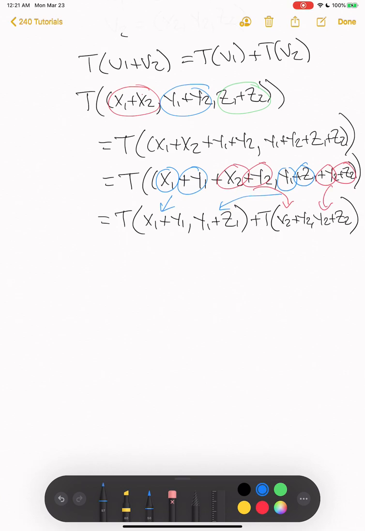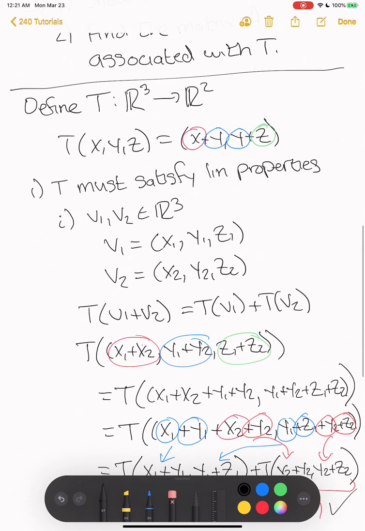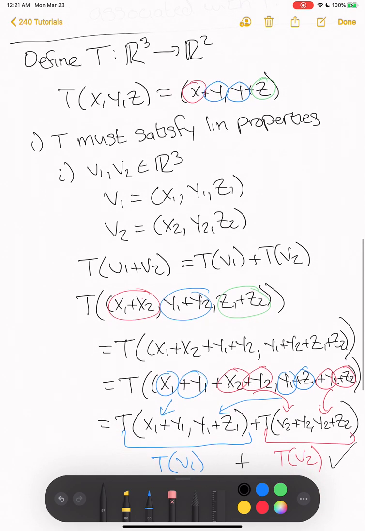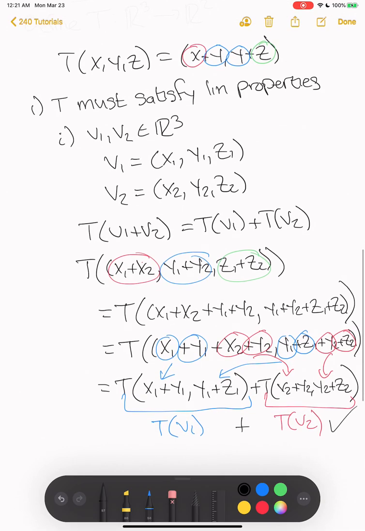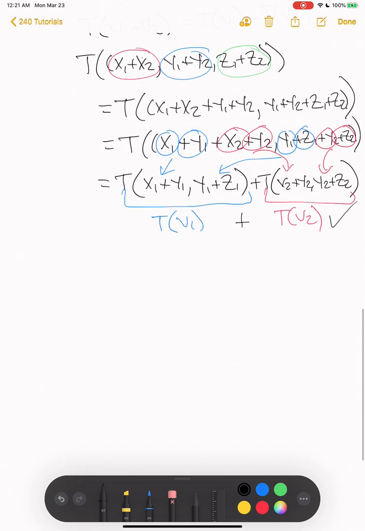Okay, and then what is this here? This is T of v1. This here is T of v2, and we added them together, so perfect. I'm going to skip the scalar multiplication one because you're pretty familiar with how you do that. And that's pretty much how you would show it's a linear transformation. So I'll put it in here. T of k times v1 is equal to k times T of v1. That's what you'd show.